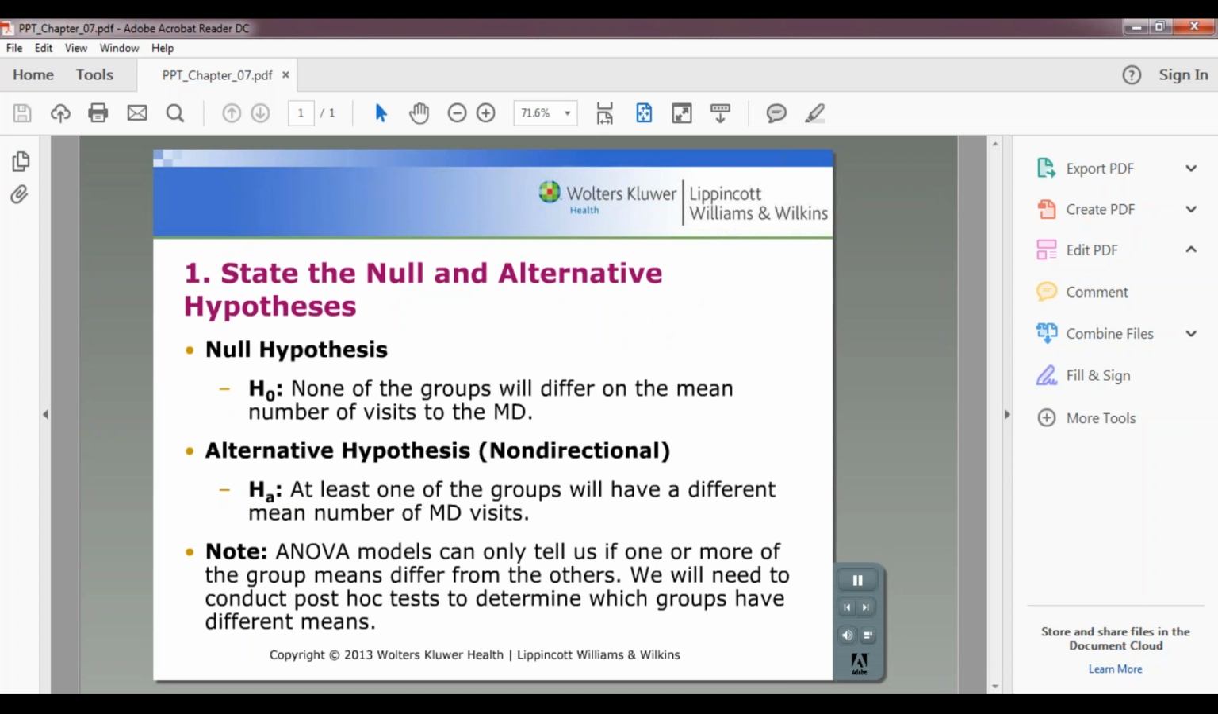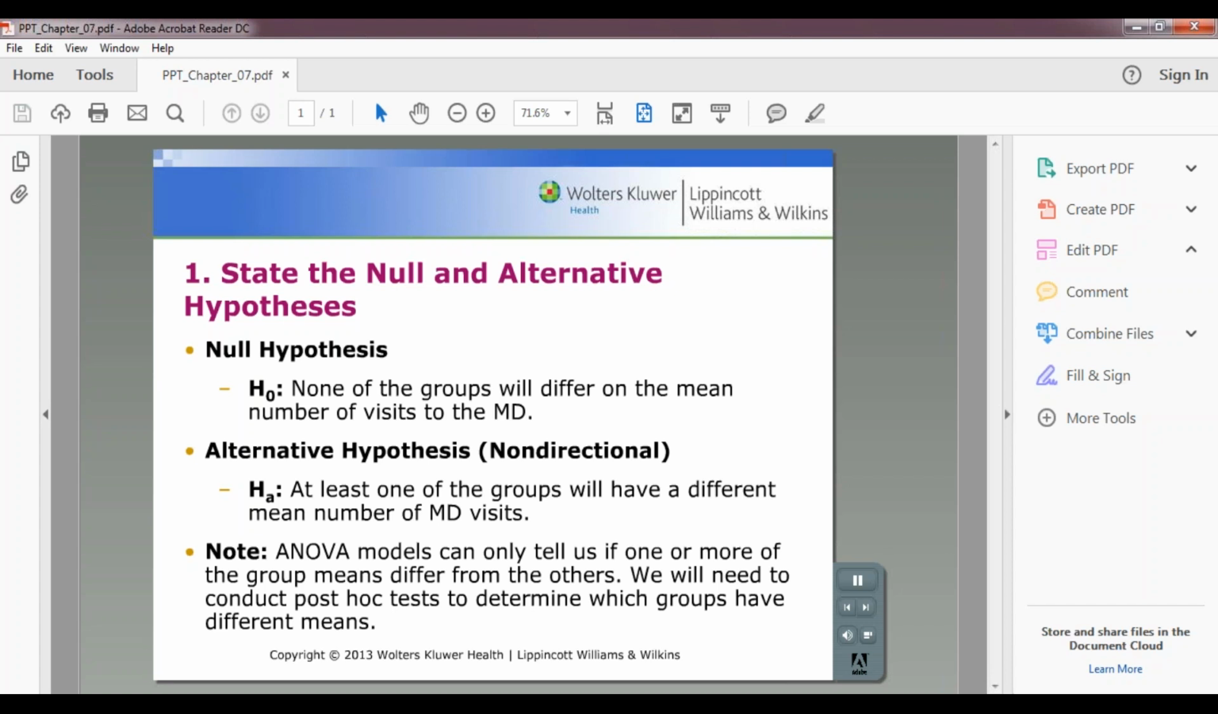So we always go back to our null. We're running the analysis to accept or reject the null hypothesis. That's ultimately the objective here. So none of the groups will differ on the mean number of visits. So we're basically saying all the groups are the same. Our alternative, non-directional, is that at least one of the groups will have a different mean number. So we're not saying they will all be different, but at least one will be different from the rest.